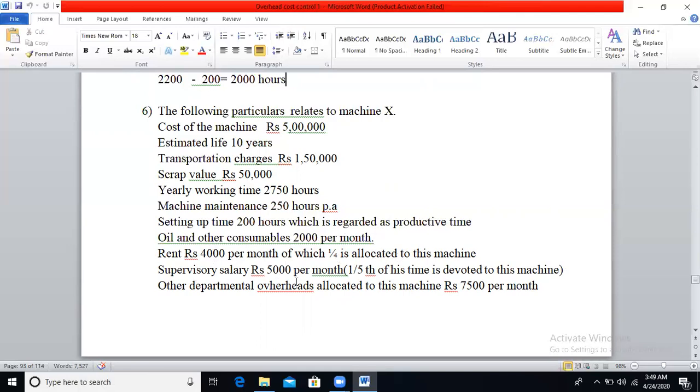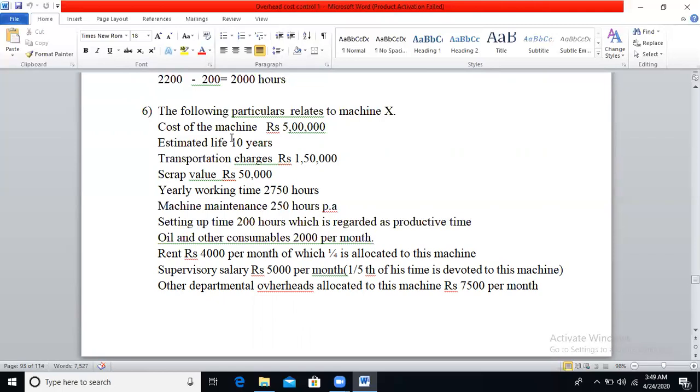Supervisory salary 5,000 per month. 1/5 of time is devoted to this machine. Other departmental overheads allocated to this machine rupees 7,500 per month. So first is treating each machine separately. The second step is identification of the expenses into standing charges and variable expenses. First, the cost of machine will be used for the calculation of depreciation. Estimated life they have given in terms of number of years.